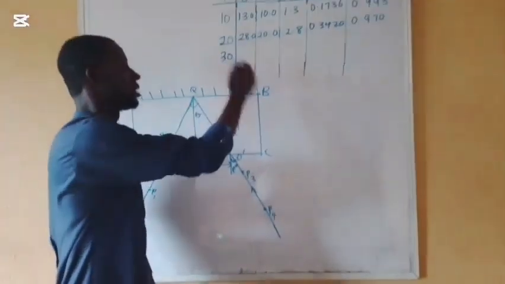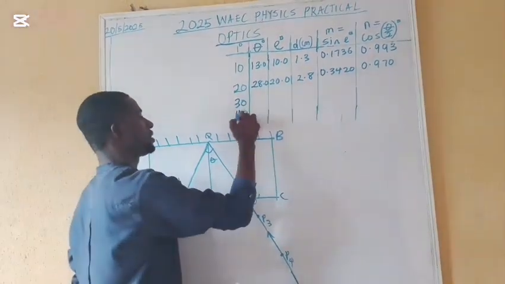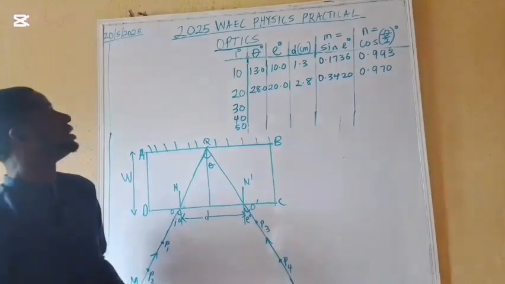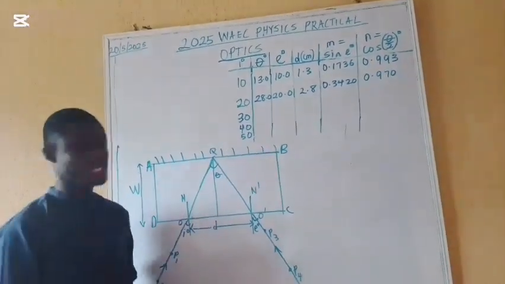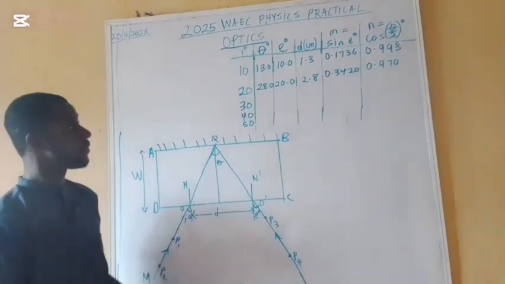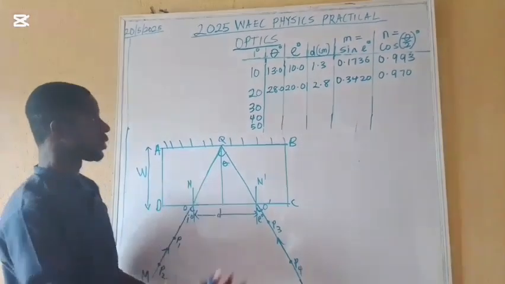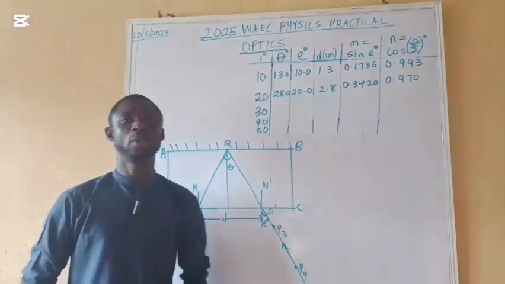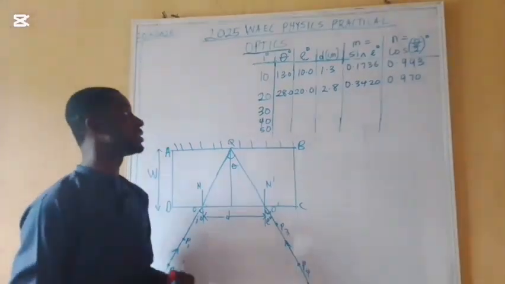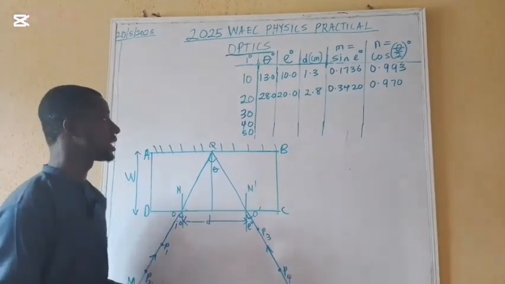So I've done for 10 and I've done for 20. So the same procedure we are going to repeat for the rest. I think we have 30, 40, 50, depending on the number of incident angles they ask you to do. Just repeat the same method that we do here and follow the rest of the instruction they are giving to you. From there you can calculate slope and any other parameter. This is where we stop for this optics practical. I believe that you have gained a lot from this practical.